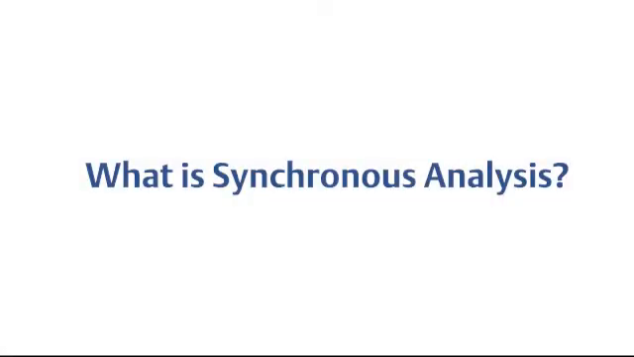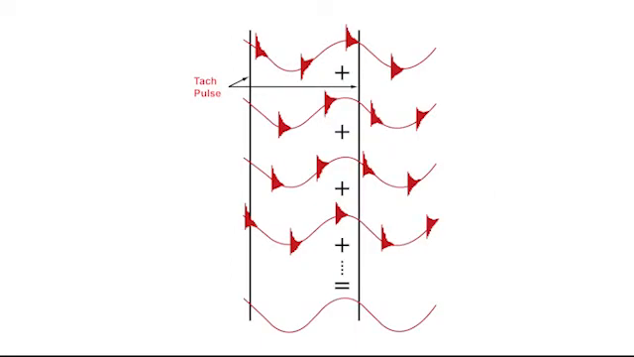What is synchronous analysis? Typically, vibration data is measured using a process called averages. During data collection, a vibration signal is captured for a specific time period called a snapshot. The snapshot is used to calculate a spectrum. The process is repeated multiple times, and then an average of the spectra is created and stored.